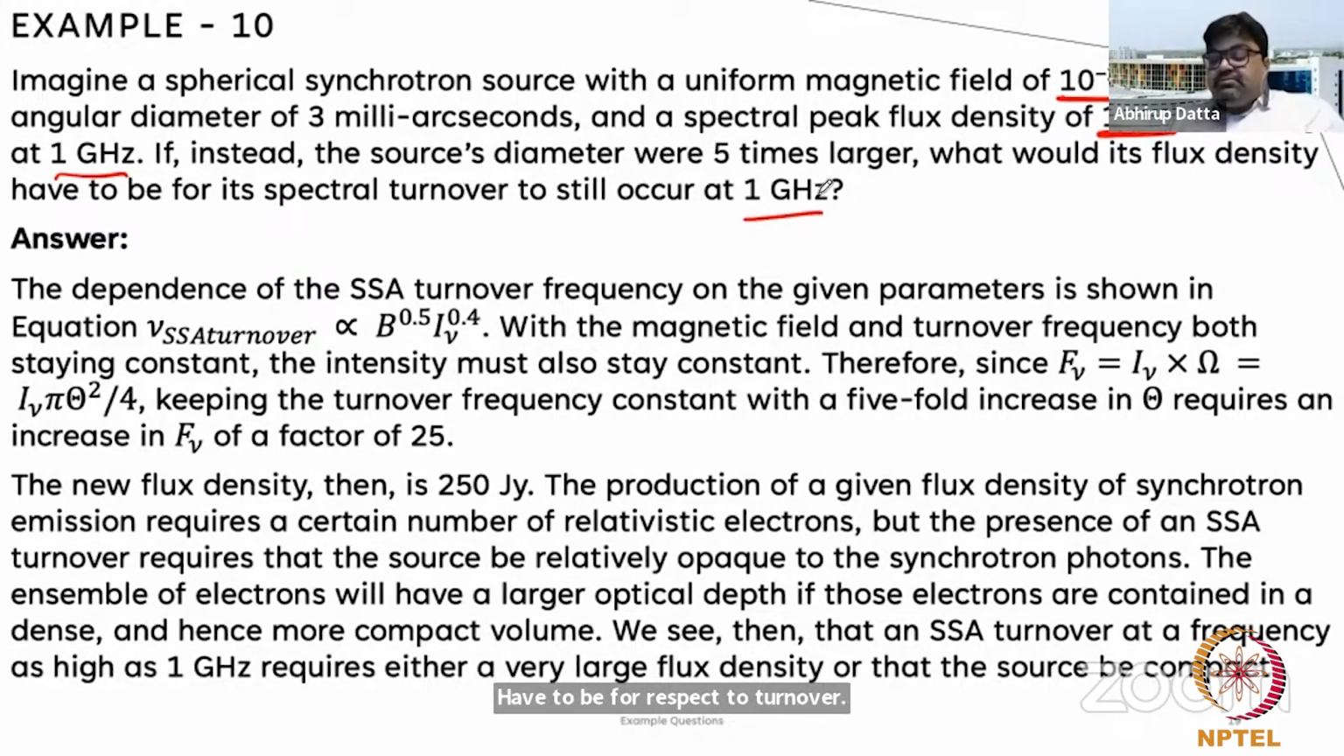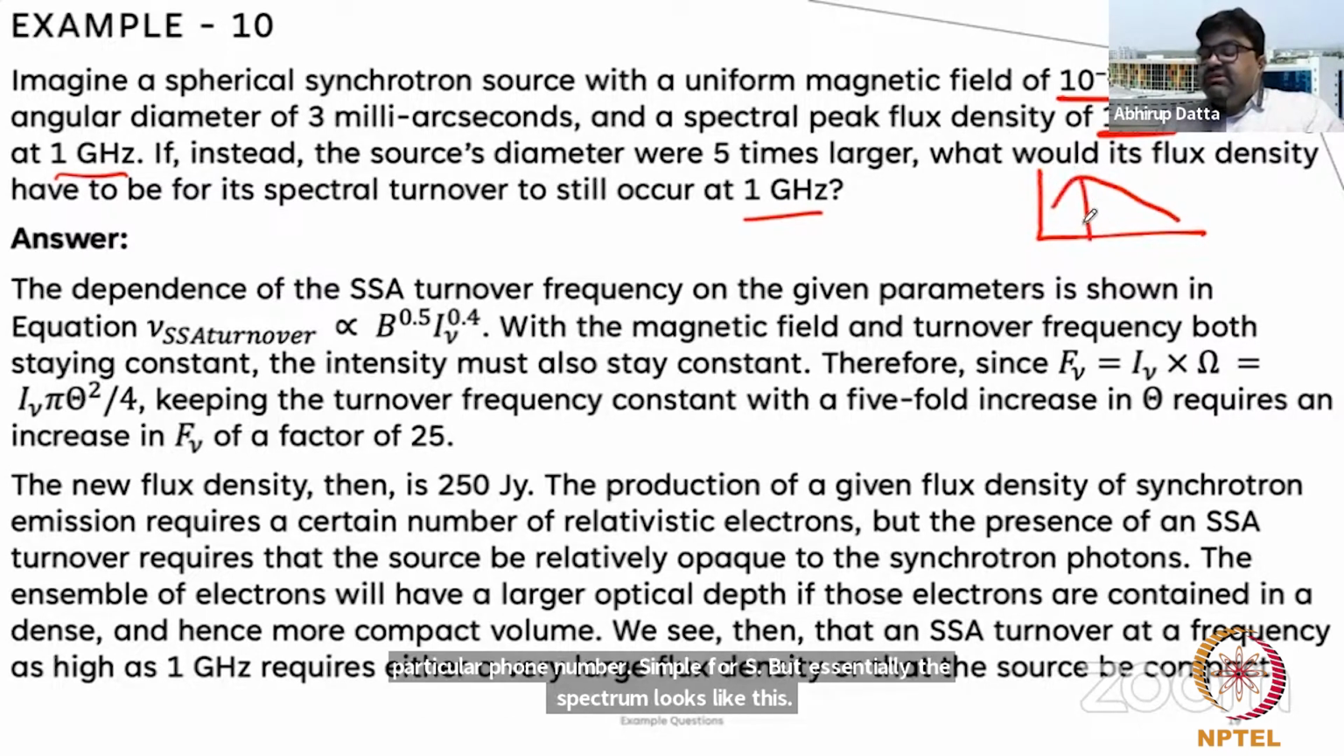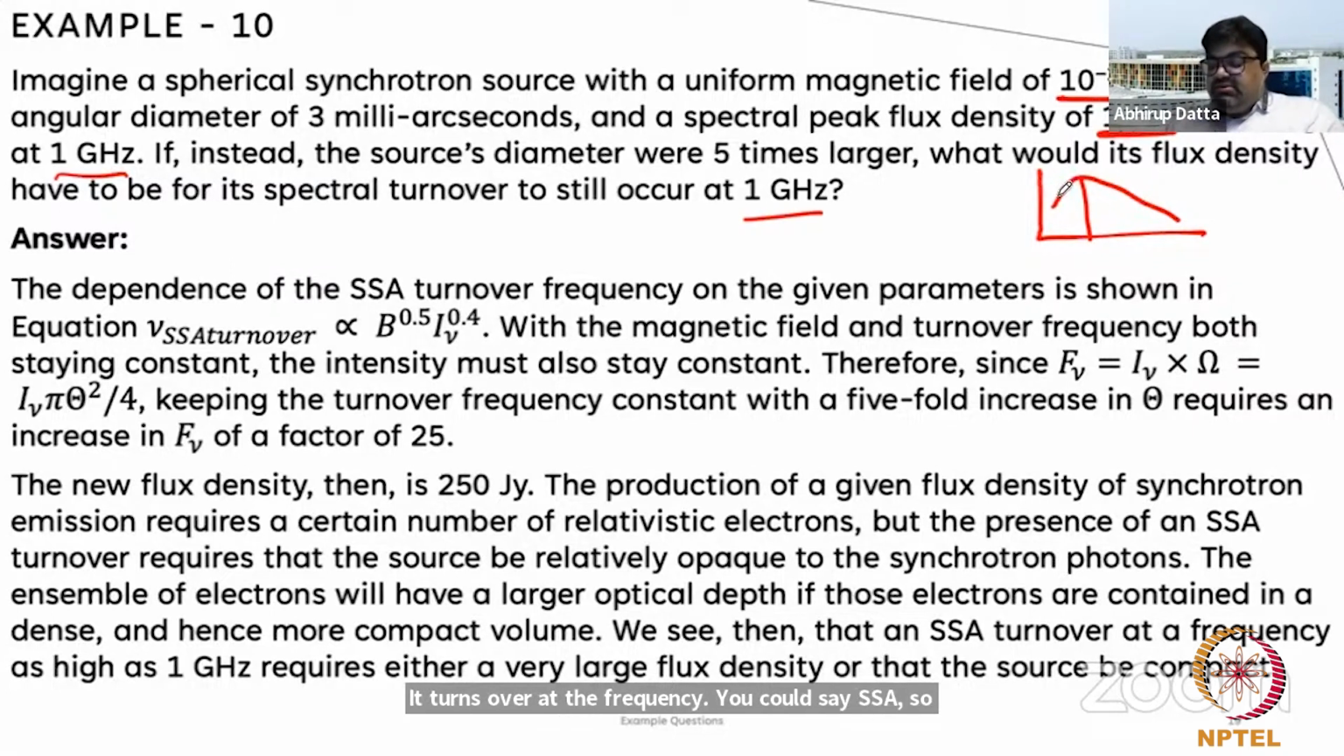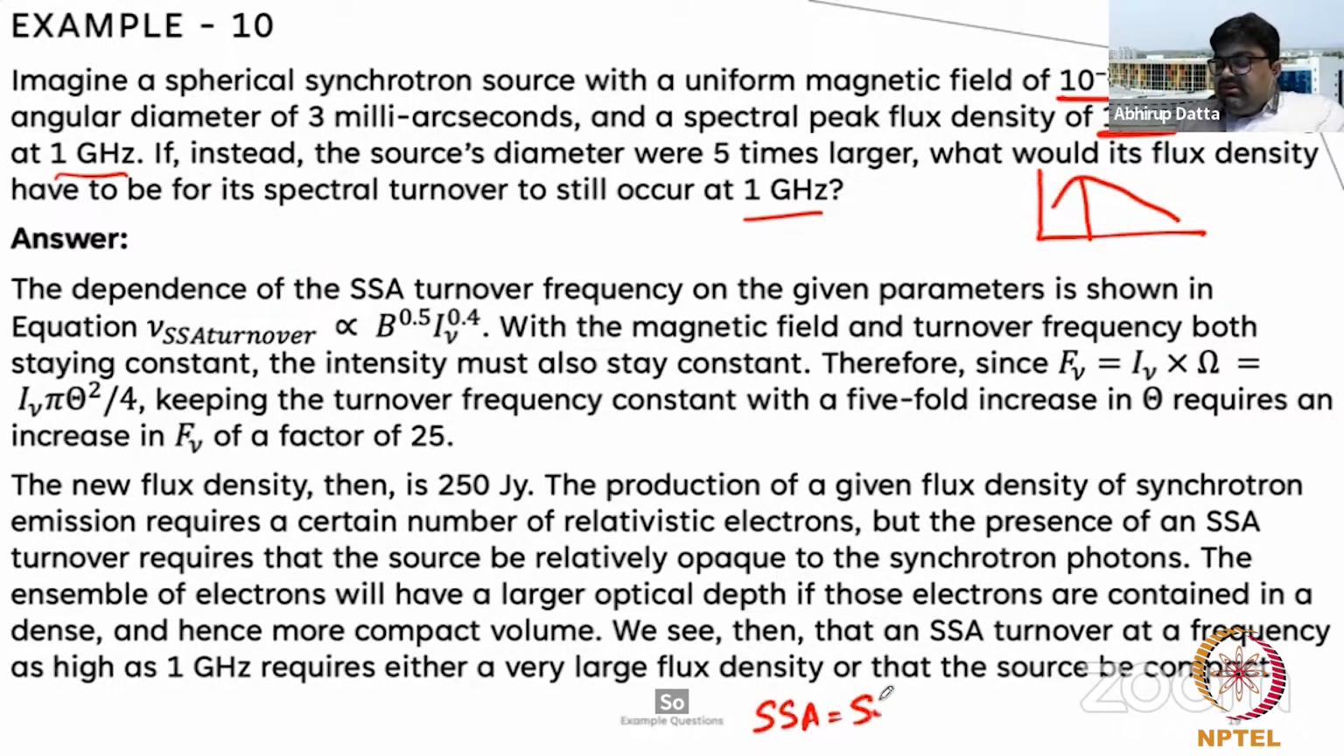We spoke about the turnover, and it happens because of a particular phenomenon called synchrotron self-absorption. Essentially, the spectrum looks like this. It turns over at a frequency, you can say SSA. The cause of this turnover is the synchrotron self-absorption, so SSA stands for synchrotron self-absorption.